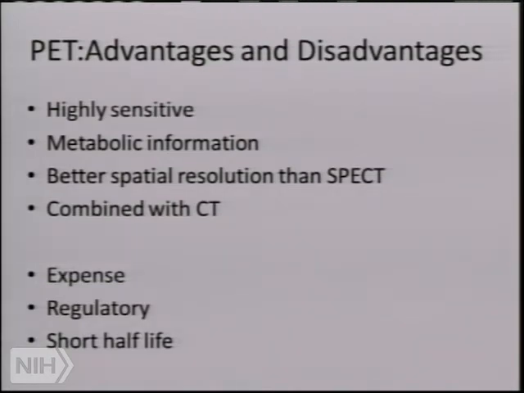So PET has some decided advantages, some disadvantages. First of all, compared to SPECT, it's 10 to 50 times more sensitive than even SPECT, which is probably the most sensitive up to this point that we've talked about. Because of that, it can provide actual metabolic information about the tumors. It has substantially better spatial resolution than SPECT, and it can be combined with CT to give the illusion of even better resolution. But on the downside, it's a very expensive technique. It has all the regulatory issues associated with radioactivity, and typically the half-life of these agents is relatively short.